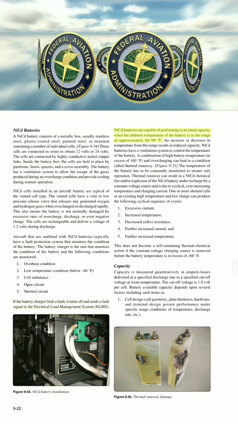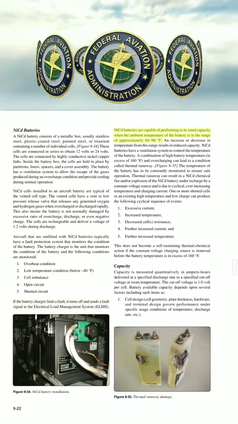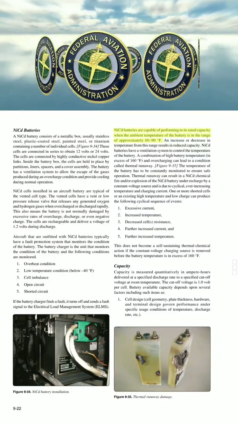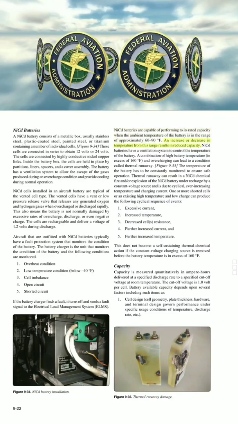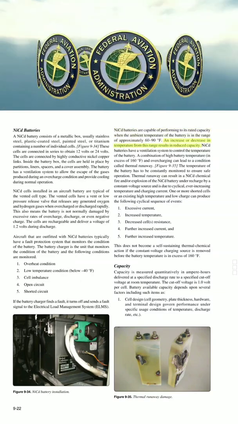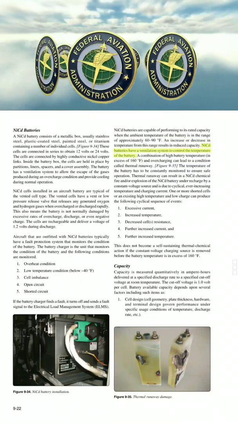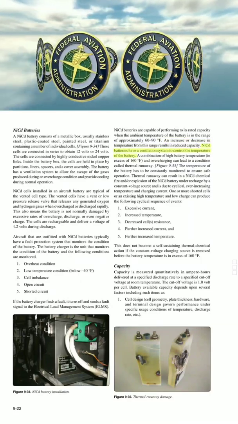NiCd batteries are capable of performing to their rated capacity when the ambient temperature of the battery is in the range of approximately 60-90 degrees F. An increase or decrease in temperature from this range results in reduced capacity. NiCd batteries have a ventilation system to control the temperature of the battery.